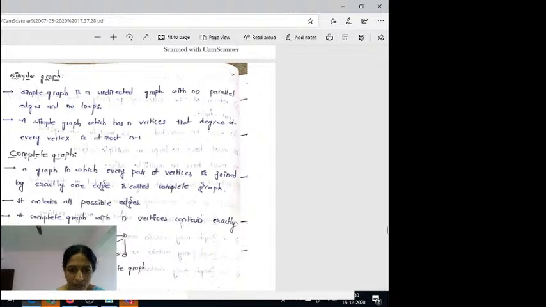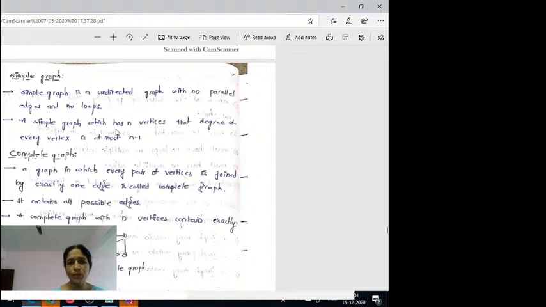In a multigraph, multiple edges exist between two vertices. That is called a multigraph. Whereas in this simple graph there are no multiple edges between two vertices as well as no loops. That means if an edge exists from A to A, that is called a loop. If an edge exists from B to B, that is also called a loop. So there are no loops as well as no parallel edges. Only one edge exists between any two vertices. Then we can call that graph a simple graph.